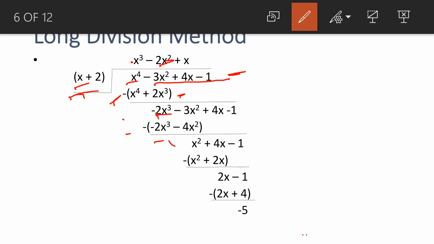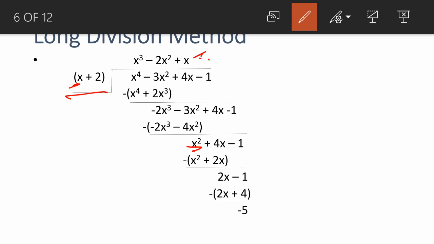So minus 2s cubed plus 2s cubed is 0. Then this minus minus here is plus 4x squared. So minus 3s squared plus 4s squared is x squared. Then we can bring these ones down, which is plus 4x minus 1. Division is also still possible here because your x here can still divide x squared. So x squared in x squared is x. So this x now times x plus 2 is going to give us x squared plus 2x.